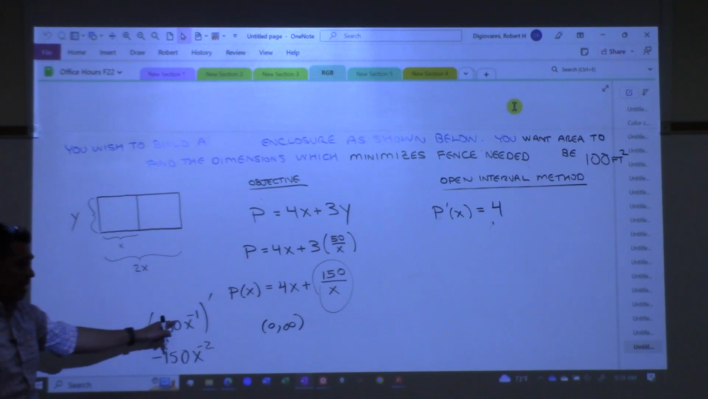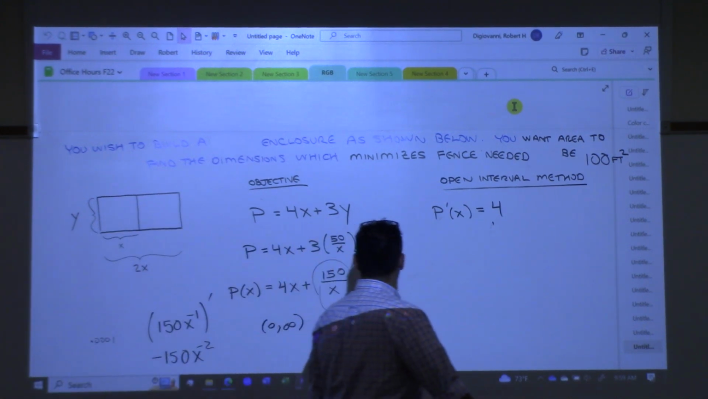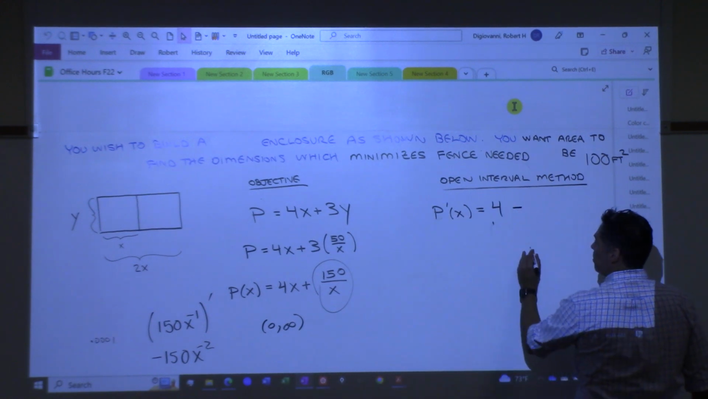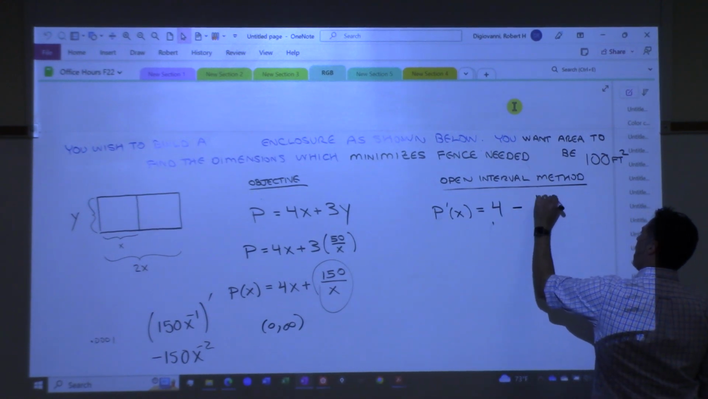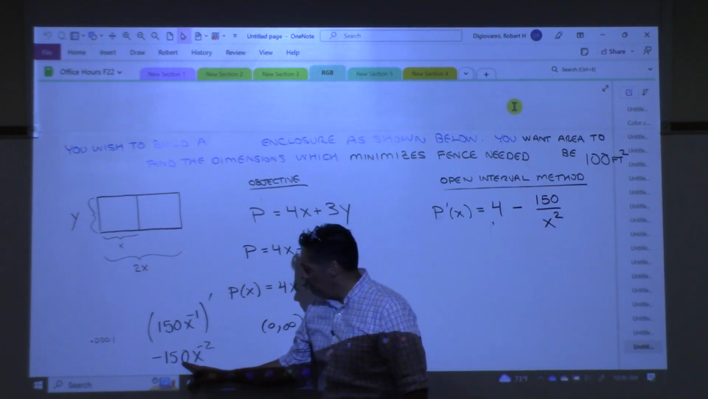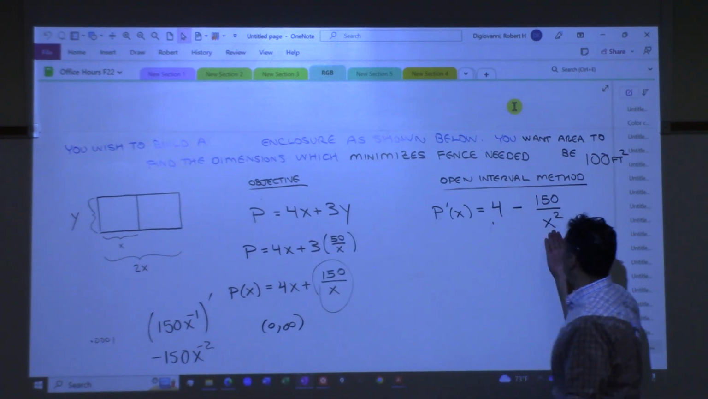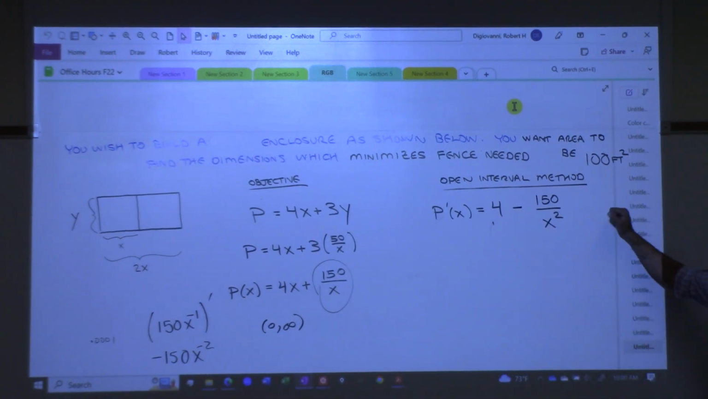That's the derivative of that, right? So it'll be 4 minus 150. I'm going to write that as 150 over x squared. So I'm taking this answer, I'm dropping the x to the negative 2 back down to the denominator to make it look like this. Y'all got this or not? Everyone's good or no? Yeah?